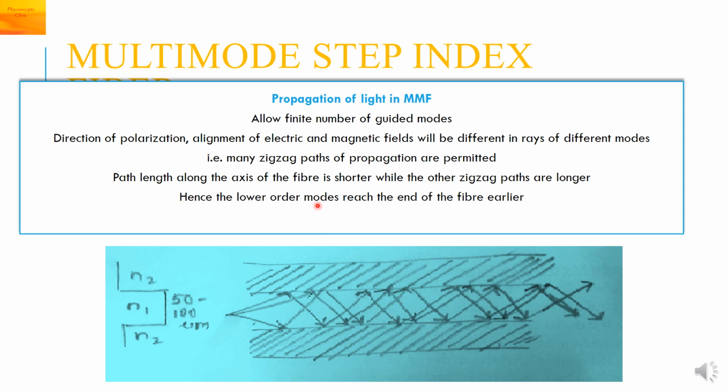Hence, the lower order modes reach the end of the fiber earlier, that is, the rays which are moving along the axis of the fiber. And the higher modes, that is, these paths which are shown in a zigzag manner, reach after some time delay.